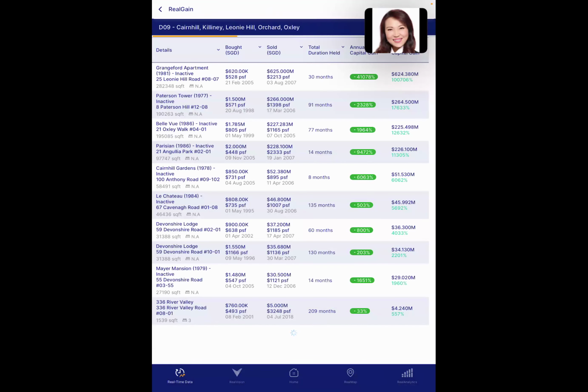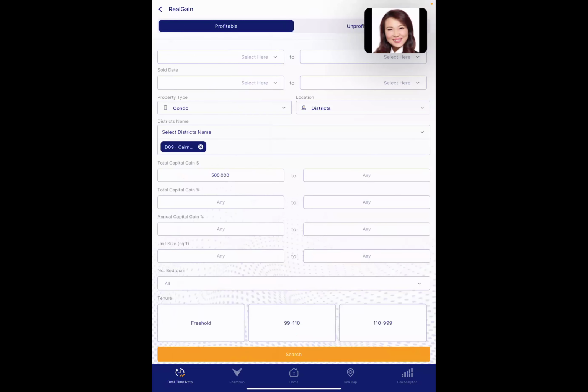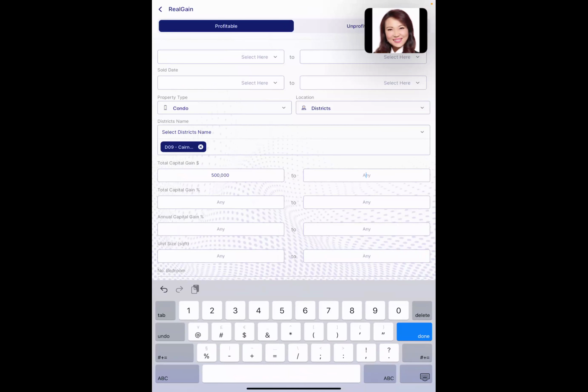The first few should be the en bloc prices, 600. All these should be the en bloc prices, inactive. I think unlimited is maybe a bit too much. I'll put maybe up to 5 million.